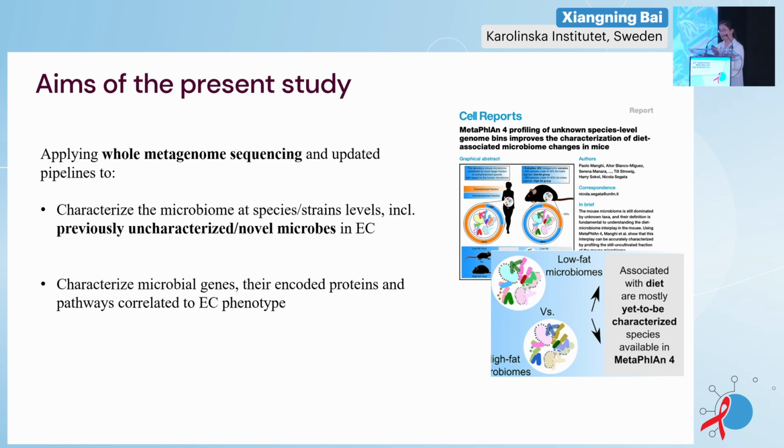We also include the uncharacterized microbiome. A recent, very interesting study showed that when using this new pipeline that includes uncharacterized microbiome, the strongest biomarker associated with the diet in mice is actually uncharacterized microbes. So we assume that this might also happen in the human gut in the context of human health and disease, and also in this EC context.